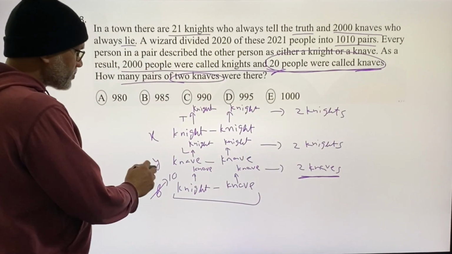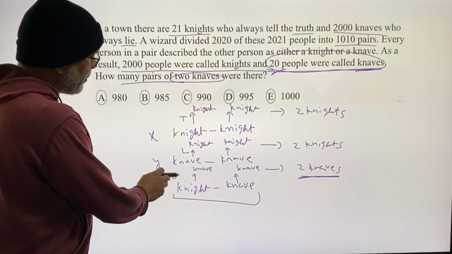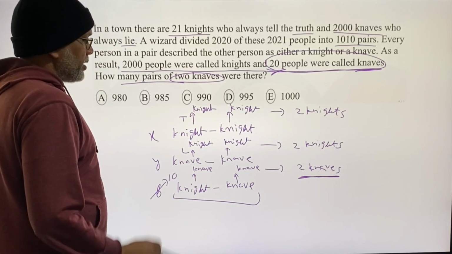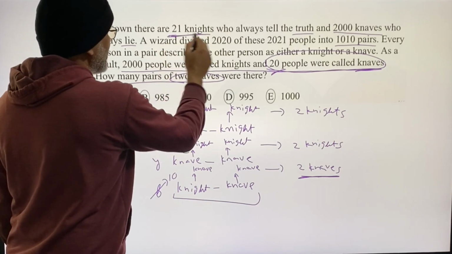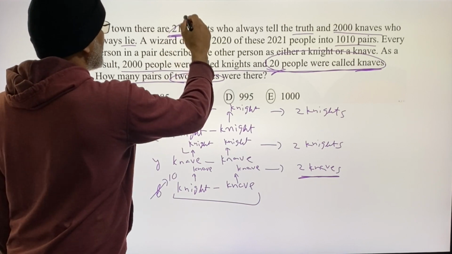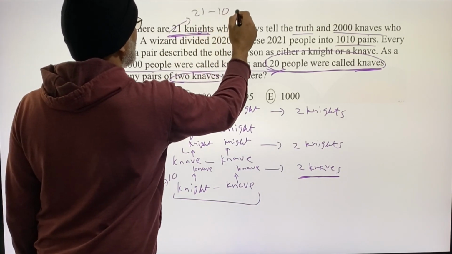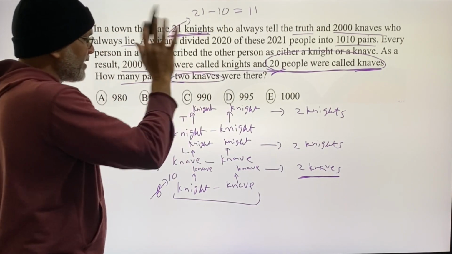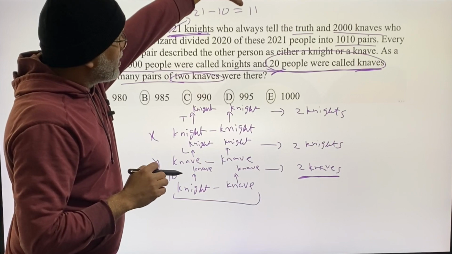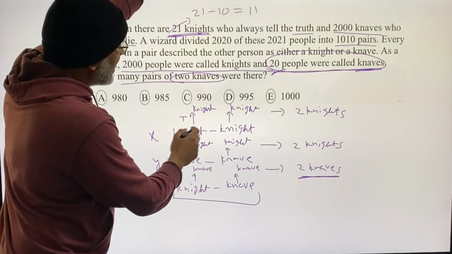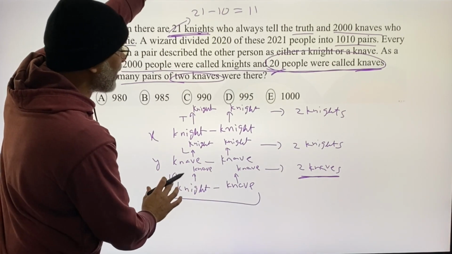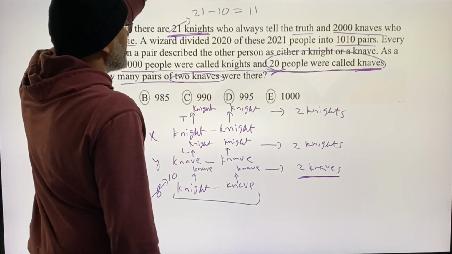All right. If we have 10 pairs of knight and knave, think about it. We have 21 knights, right? So 10 are already paired up. How many remaining? 21 minus 10. So 11 are remaining. But they are paired as knight and knight. There is no more knight and knave pair left. 10 is all we have based on how many knaves we are hearing, right?